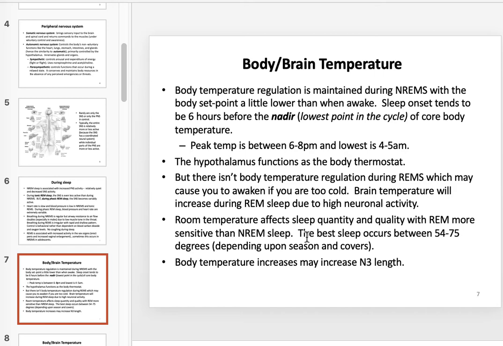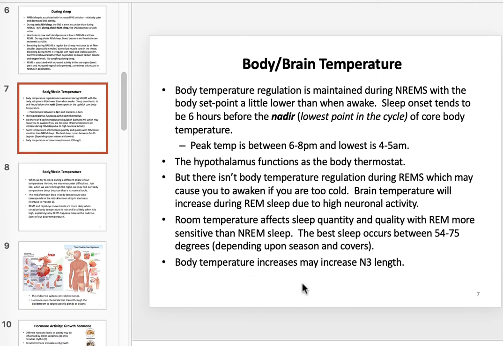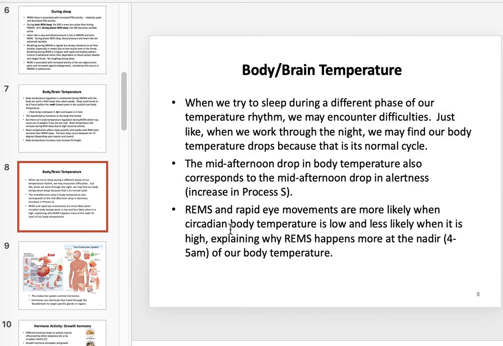the room temperature actually affects the quality of REM sleep more than it affects non-REM sleep. Because in non-REM sleep, your body's doing its thing, your brain's at kind of a low level of activity, maintaining that body temperature to a certain degree, even though we do reach our lowest body temperature. But then in REM, no control over it. Isn't that amazing? Oh, and when we're warmer, body temperature increases, may actually increase the length of non-REM deep sleep. And there's some debate about why that may occur.